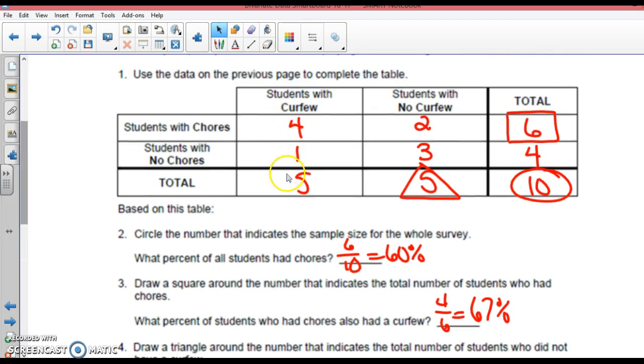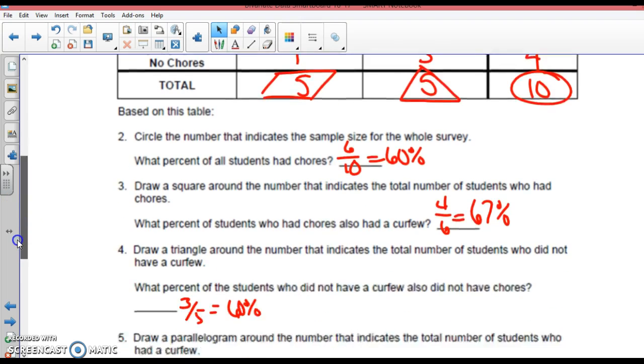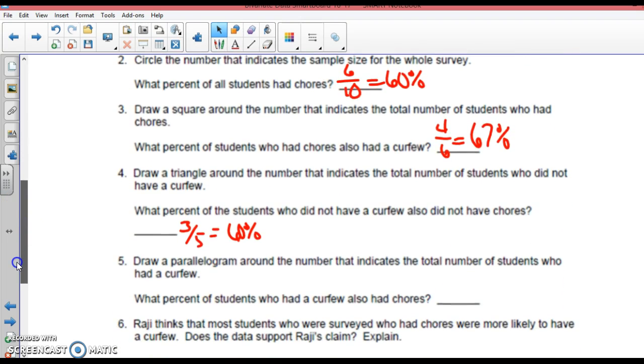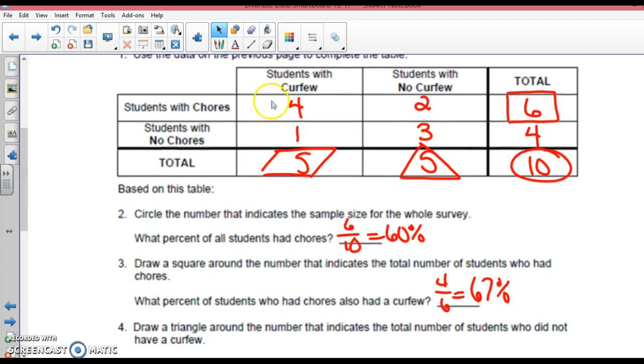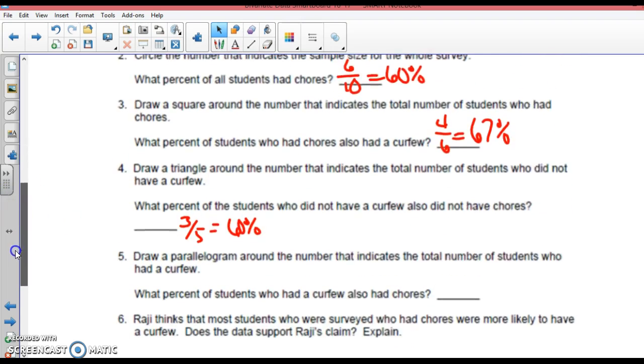Draw a parallelogram around the number that indicates the total number of students who had a curfew. Well, students with a curfew, right there, parallelogram. 5. What percent of students who had a curfew also had chores? Well, let's see. How many people had chores? 4 out of 5, which is 80%.